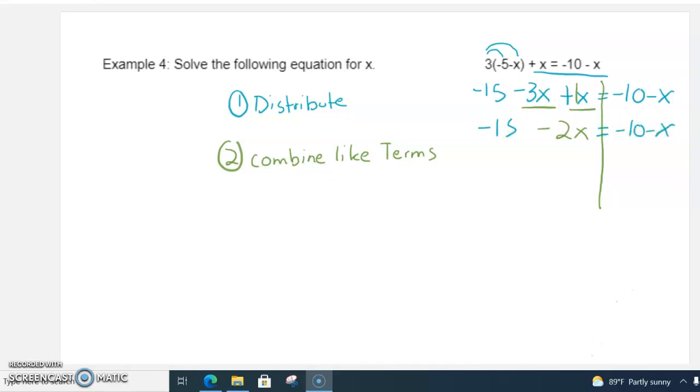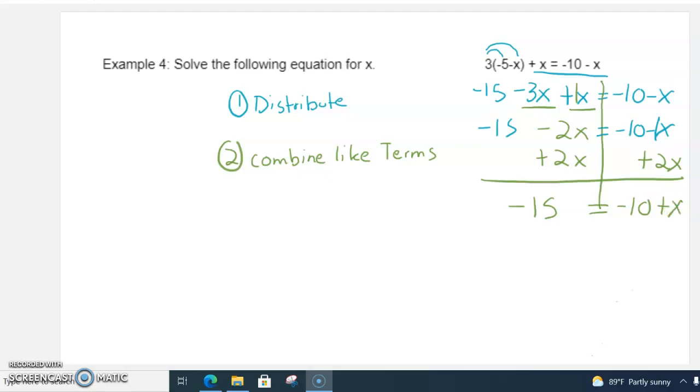All right, now I have variables on both sides, so I'm going to bring the smaller variable to the other side. So negative 2 is less than negative 1. So what I'm going to do is the opposite of subtraction, which is addition. So I'll add 2x to both sides. And when I do that, the negative 2x and the positive 2x cancel out. So now I just have negative 15 equals negative 10, and then negative 1x plus 2x becomes just x.